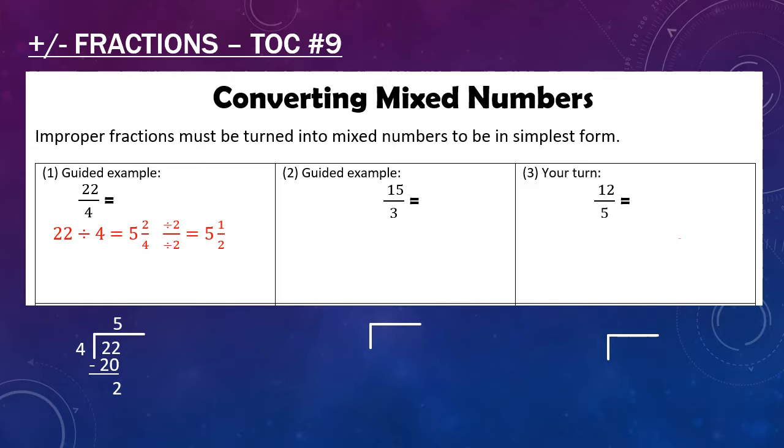Another example, 15/3. 15 goes in the house, 3 goes outside the house, 3 goes into 15 exactly 5 times, and I don't have a remainder, so my answer is just 5. For 12/5, 12 goes inside the house, 5 goes outside the house. How many times does 5 fit into 12? The answer is twice. When I subtract, I have 2 left over, so my new numerator is 2, my denominator is 5.